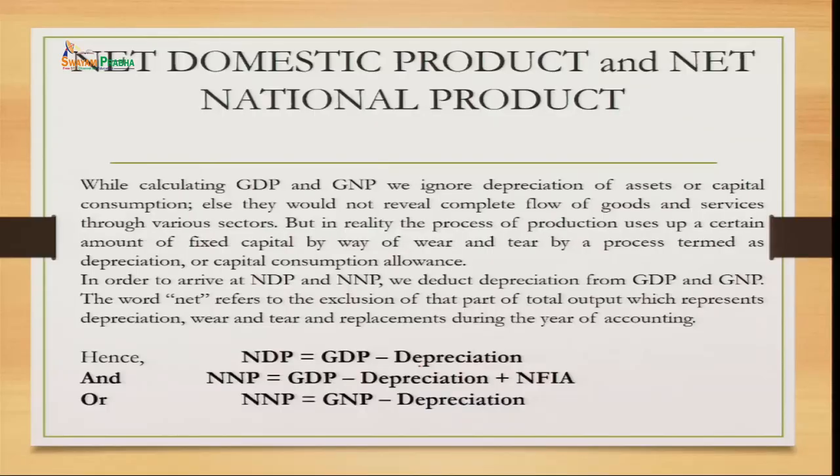So, these are the gross values, which first of all you need to understand. And then when you want to arrive at the net values, NDP and NNP, from GDP and GNP, the simple way is deducting the depreciation. Once we deduct the depreciation from the gross value, the figures which we arrive at are considered our net values. So, when we deduct depreciation from GDP, we receive NDP. When we deduct depreciation from GNP, then we get NNP. The other way of calculating NNP is deducting depreciation and adding NFIA.